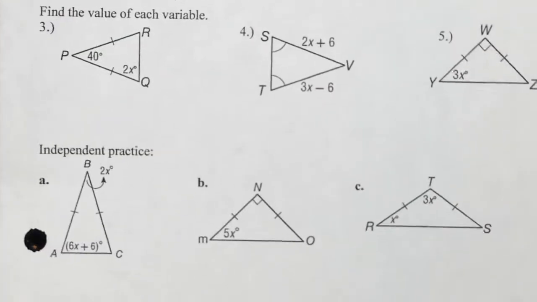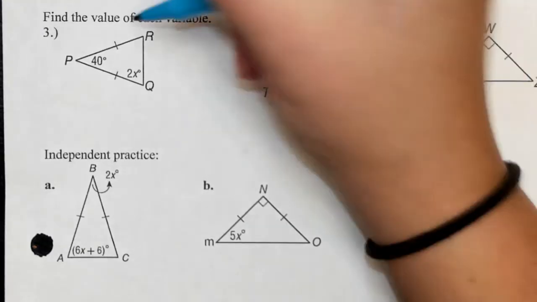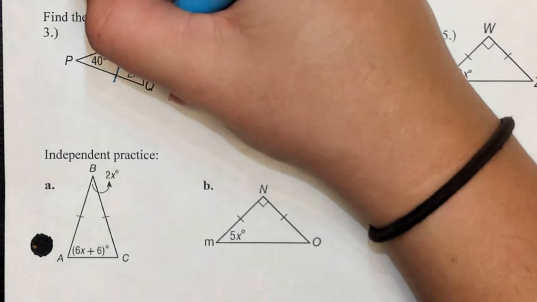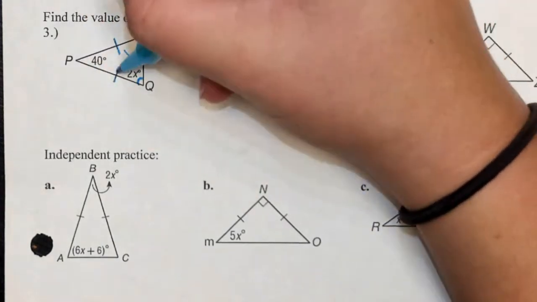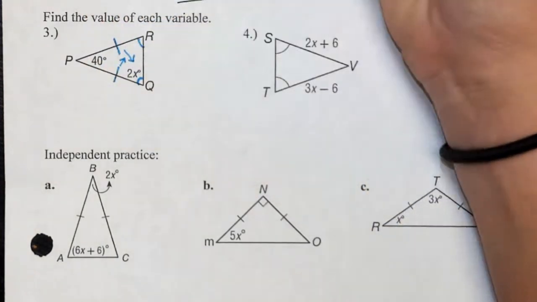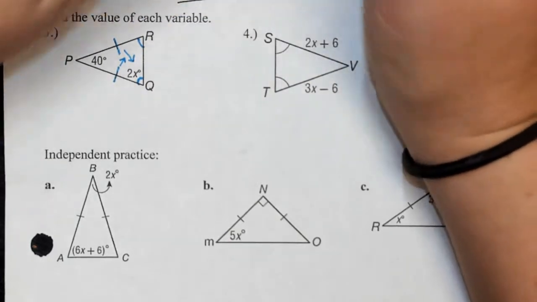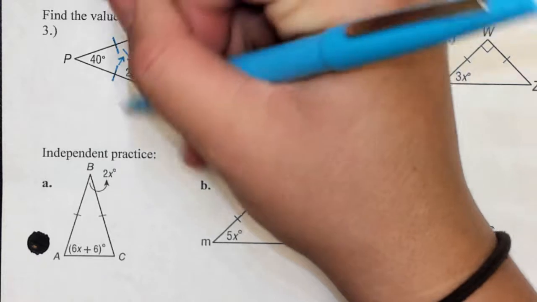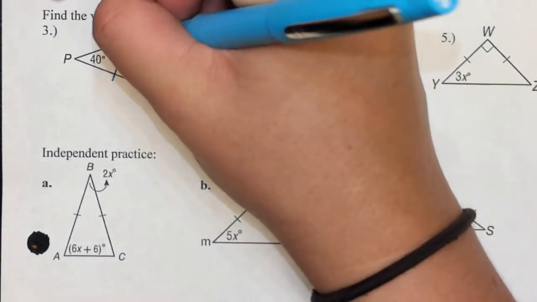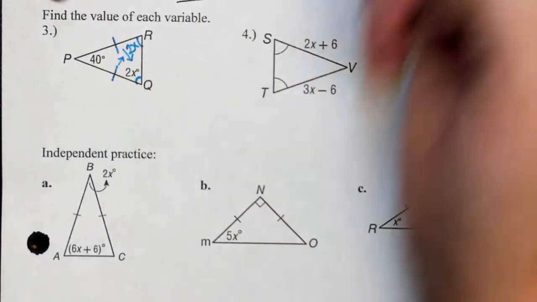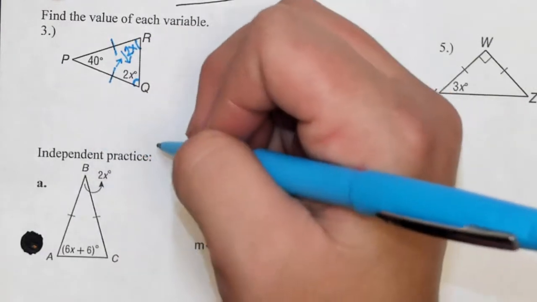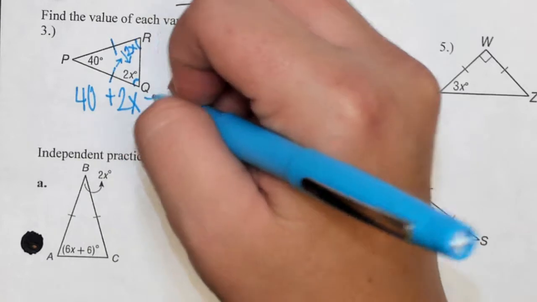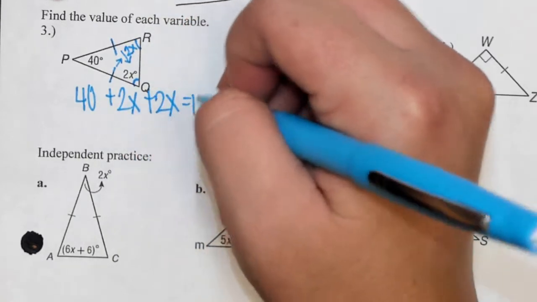Okay, so let's look at 3, 4, 5, and then ABC. Well, I know that these two sides are the same. Across from this side is Q. And across from this side is R. So I can't set 2x equal to 40. But what I do know is that if these two are the same, and Q is 2x, then R is also 2x. Okay, so every angle has to add to equal 180. So you have 40 plus 2x plus 2x equals 180.